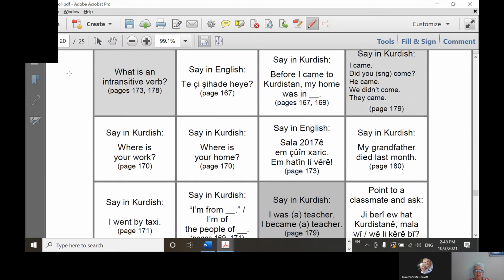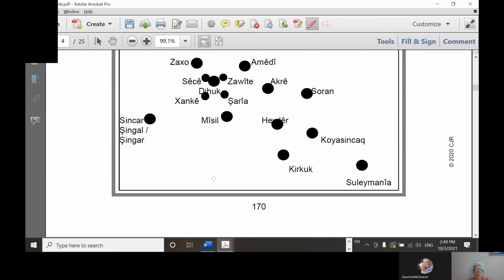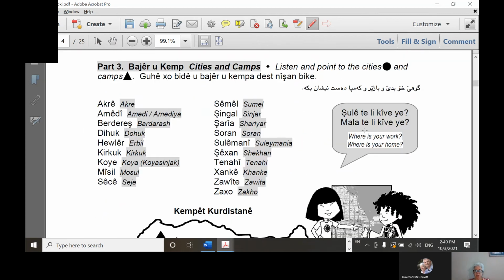Then the all-important question of anybody who's educated. No, the next one. So where is your home? Page 170. Here we go at the top. Malata Lakivea. Malata Lakivea. Where is your home?